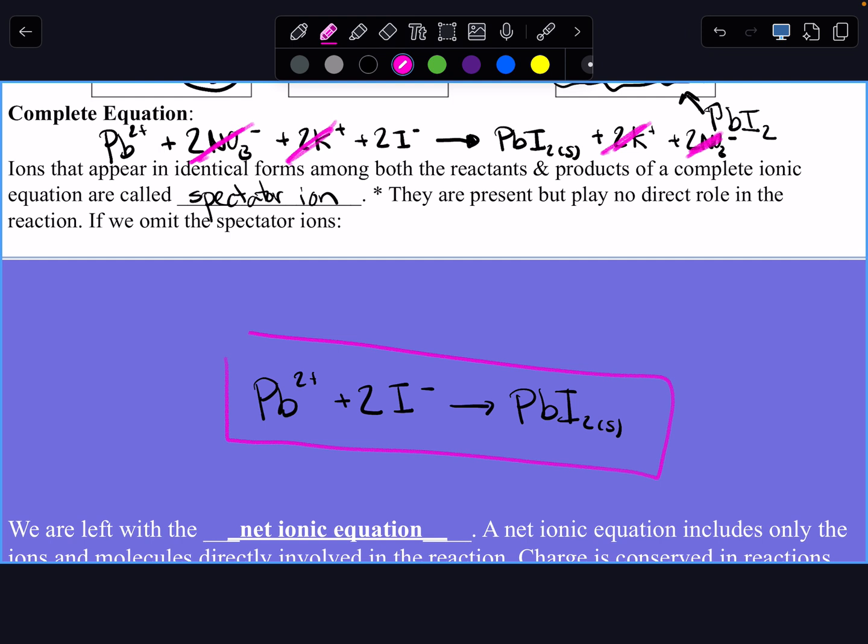Yes, Leslie? Why didn't NO3 and K combine? The force between those two is weaker than the force of the water pulling them apart. And so they just get pulled apart. Yep, the water. What if it was a different solution? Possibly. Yeah, possibly.